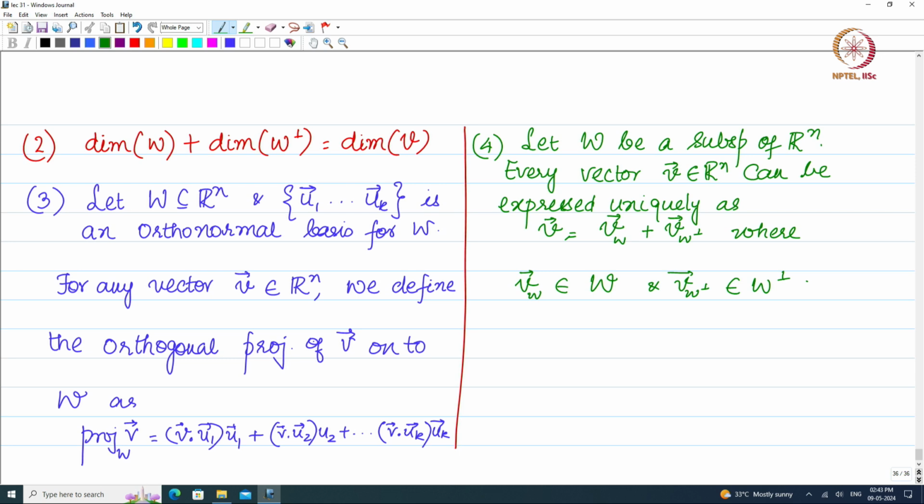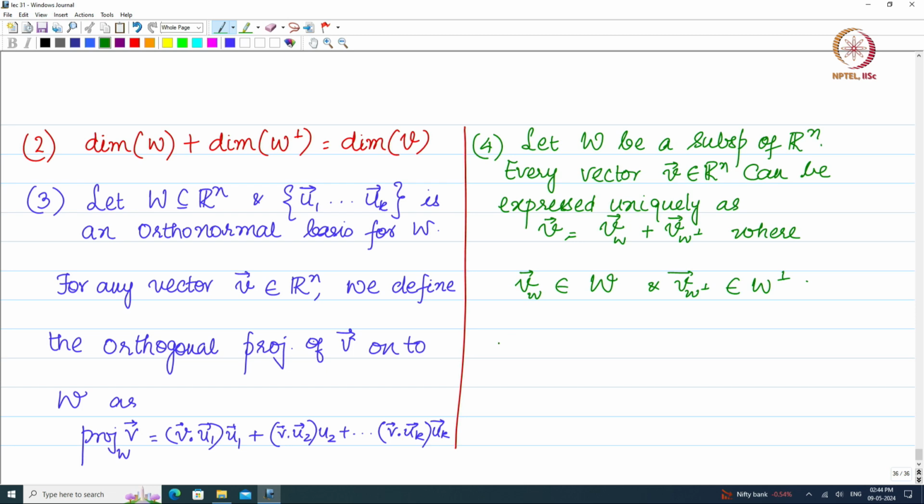We already know that V can be expressed as a linear combination of the basis vectors. Assume that you have orthonormal basis vectors. You can write V as V dot U1 into U1 plus V dot U2 into U2 plus etc. V dot UK into UK plus V dot UK plus 1 into UK plus 1 etc. V dot UN into UN. So we can very clearly see that the first part is a projection of V onto the subspace W, and the components k plus 1 to n are going to be a projection along the W perpendicular. In order to prove that the expression is unique, you can take two different expressions for V and establish that. I will just leave that as an exercise.